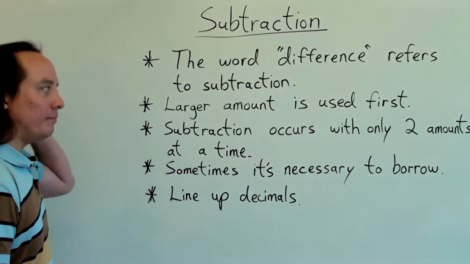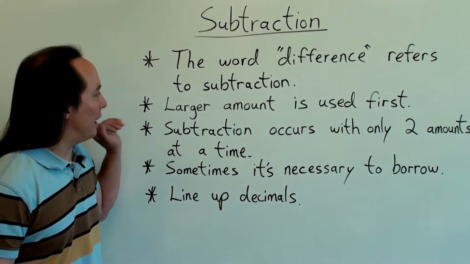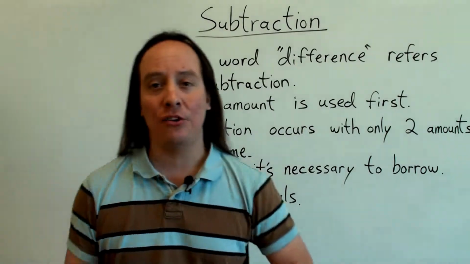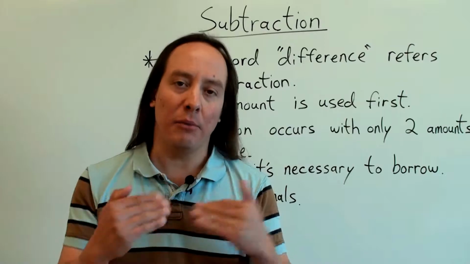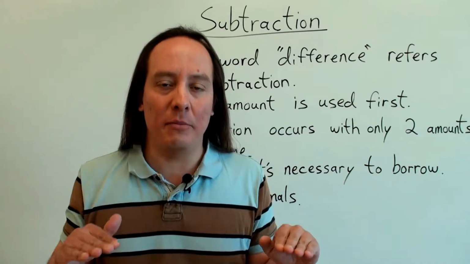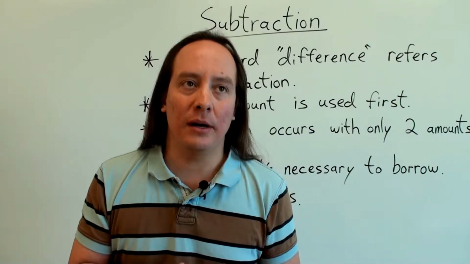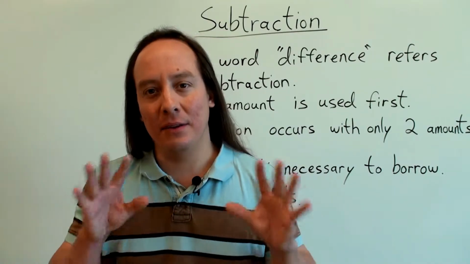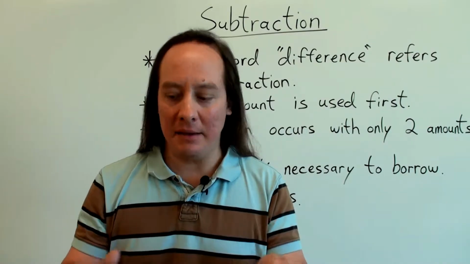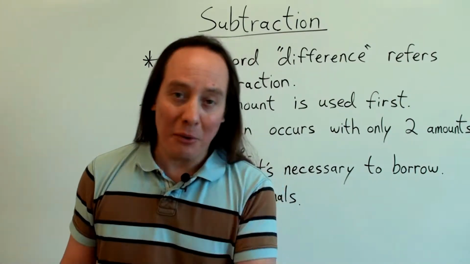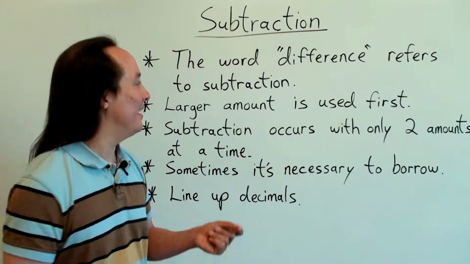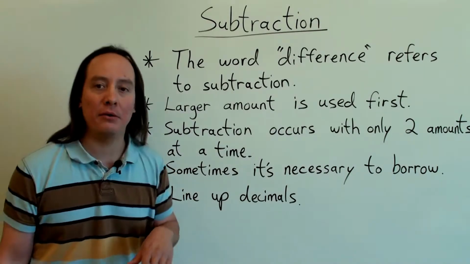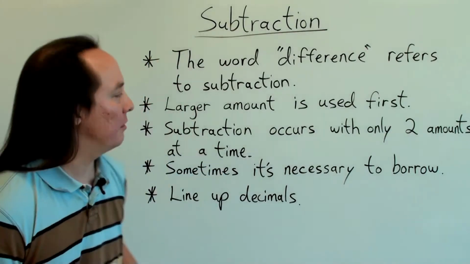All right. I was going to put a little bit more. The larger amount is used first. What I'm really trying to say is that in subtraction, the order of the numbers is important, at least for this level of math. Later on, we're going to talk about positive and negative numbers, but we're not there yet, so let's not worry about that. Let's keep it basic, and the order is important in subtraction, and at this level, we're always going to put the larger amount first, and we'll see an example of that. We'll see several.